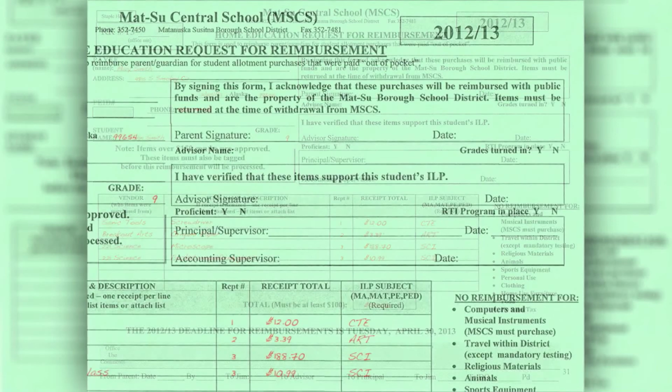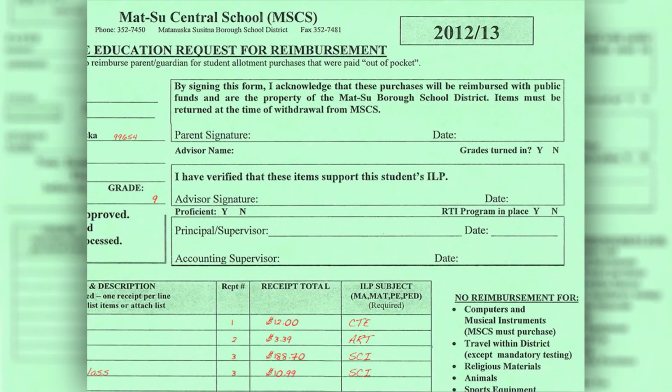Now we are going to move to the upper right section of the sheet. Here you will find a section of bold text and below that a place for parent signature and date. You must sign and date this for your purchases to be considered for reimbursement. Below the signature line, you will find a place for advisor. Here, you write the name of your child's advisor.